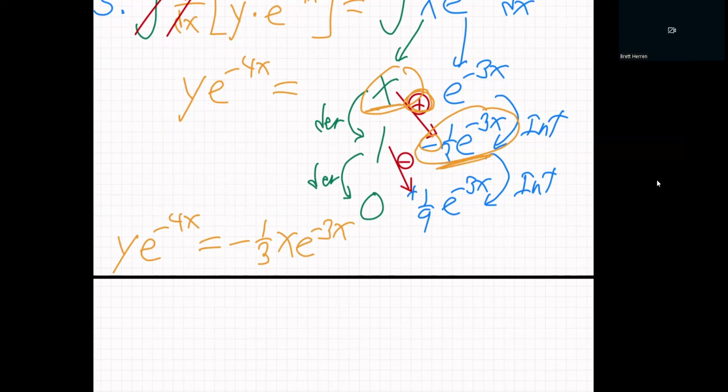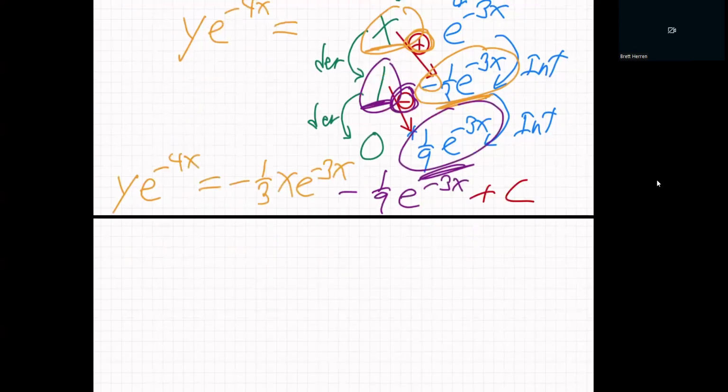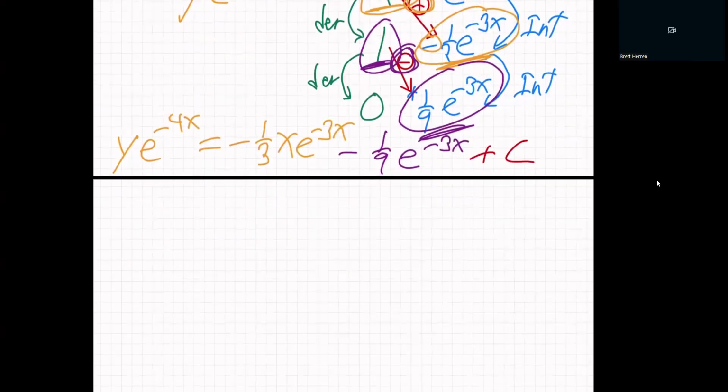And now, next, this multiplies this, and there's a minus sign. So it's going to be minus 1/9 e to the minus 3x, right? 1 times negative 1/9 e to the minus 3x. And don't forget your plus constant. All right. Boy, these are long problems, huh? So we're getting close. Let's finish it up.